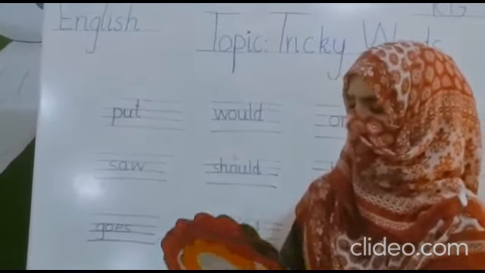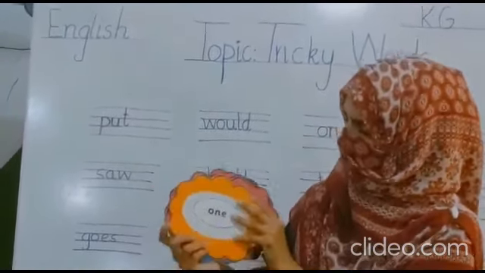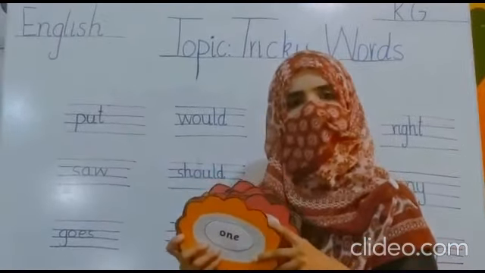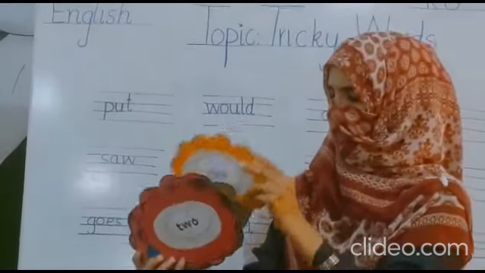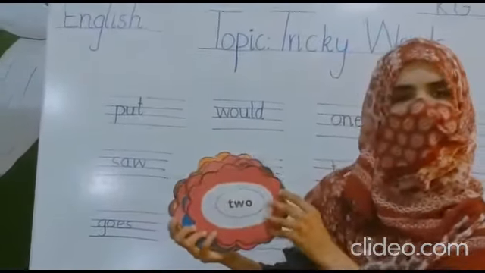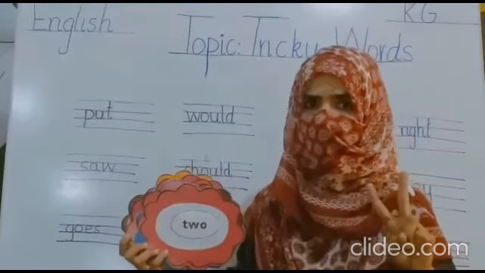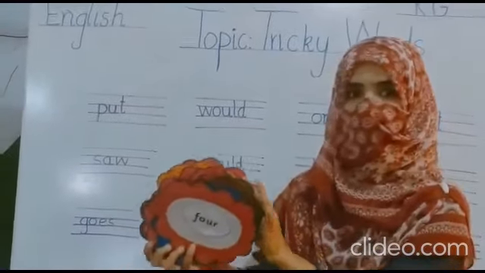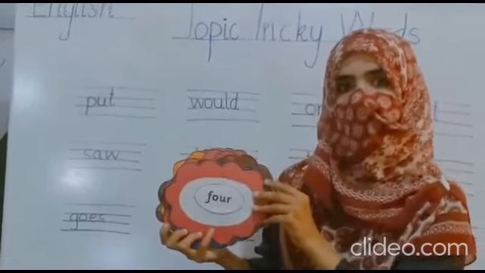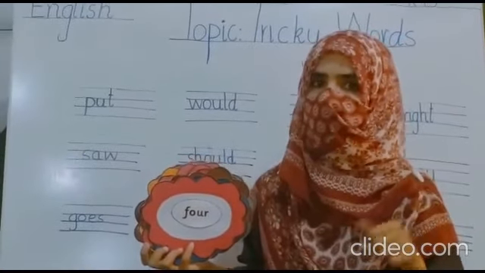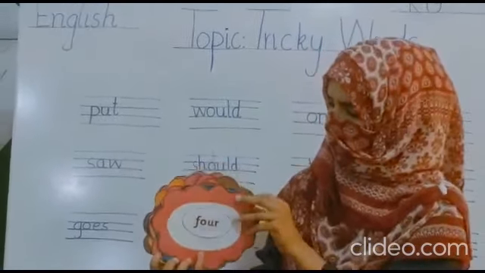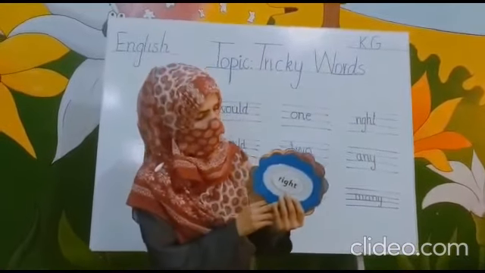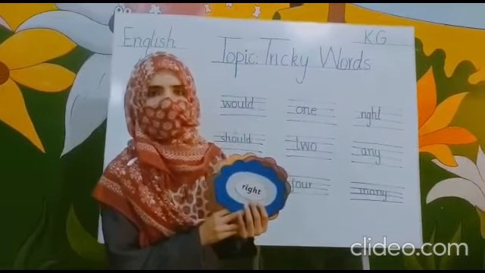Okay. Next. One. I have one pencil in my wallet. Next, two. I have two pencils in my wallet. Four. I have four colors in my wallet. Next word is right. You will be all right anywhere.